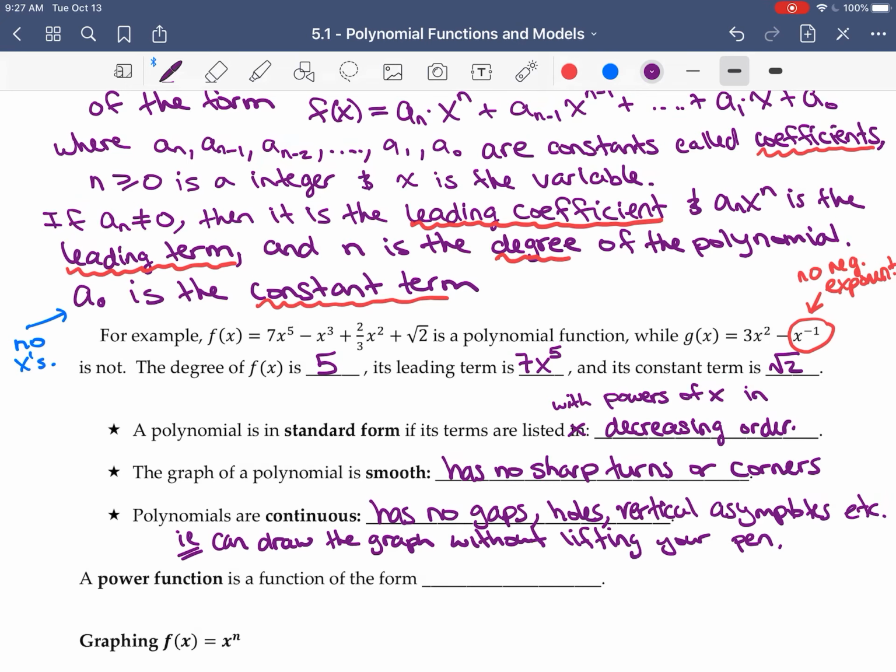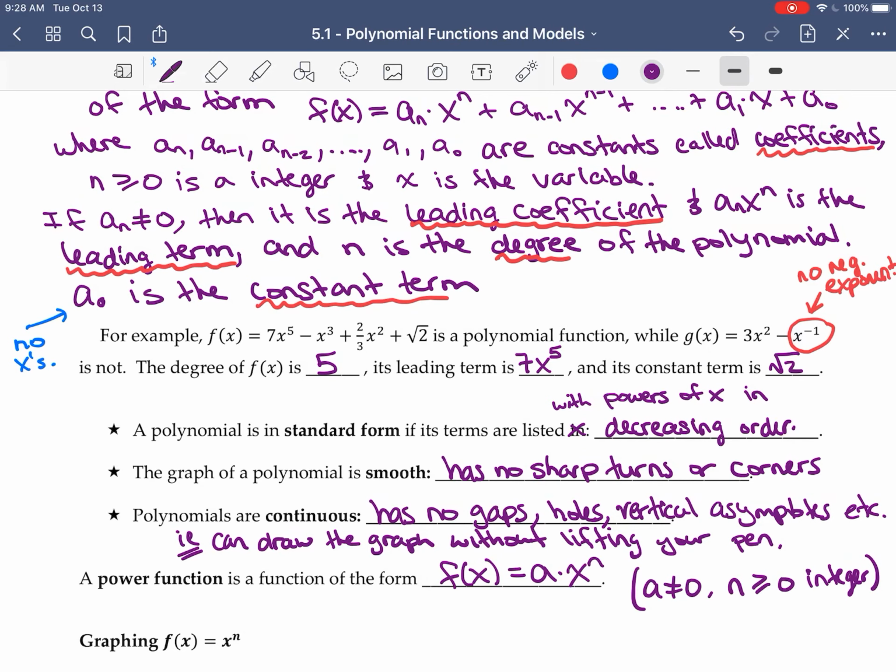So a power function is a function that just has one term. It would look like f of x is some constant a times x to some power n, where again a is not 0 because we don't want just 0, and n is a non-negative integer. So that's what we call a power function when it has only one term.